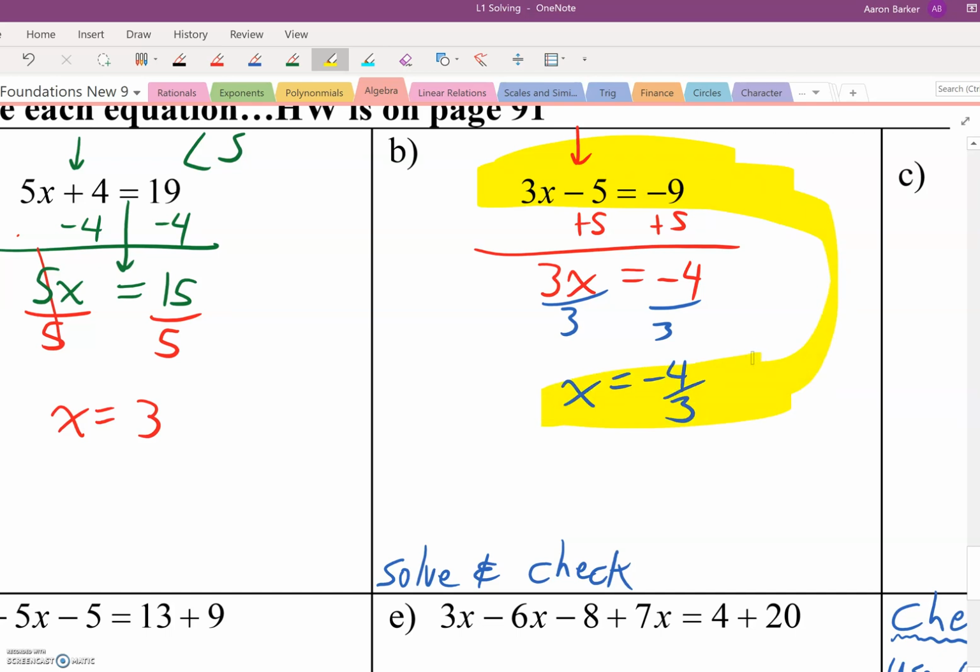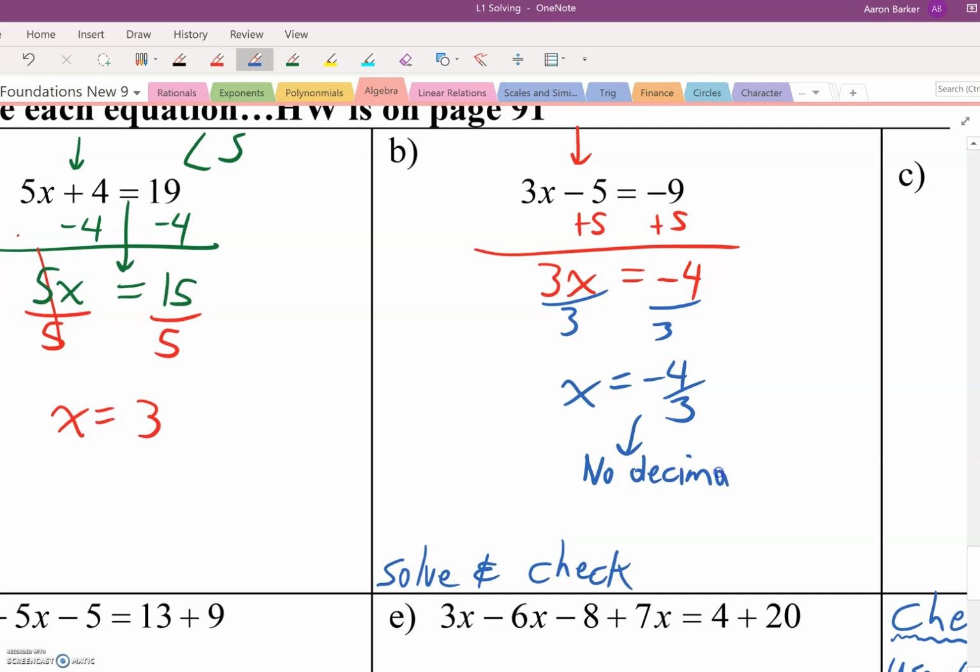Don't go to decimals unless, of course, I give you decimals. There's nothing wrong with a fraction. You don't need to go to a mixed number. You can keep this as nice, beautiful, and proper. Okay? So what we want to do is no decimals unless the question has decimals.